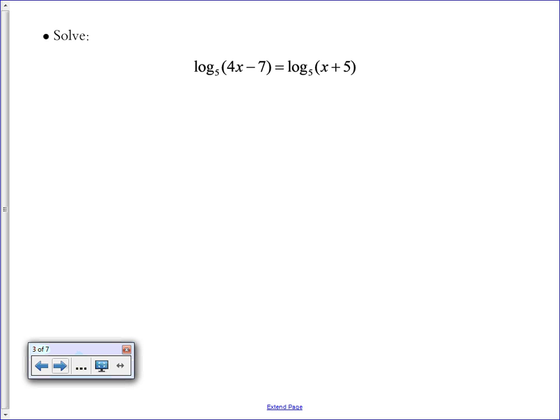Because it's an equal sign between two logs and the logs have the same base, I can say that the argument on the left, which is 4x minus 7, equals the argument on the right, which is x plus 5. And then I'm going to solve the resulting equation, which here is just a linear equation. Subtract x from both sides, so 3x, add 7 to both sides, 12, and x equals 4. I can check my answer. If I plug that 4 back in, I would see that the left side does equal the right side.